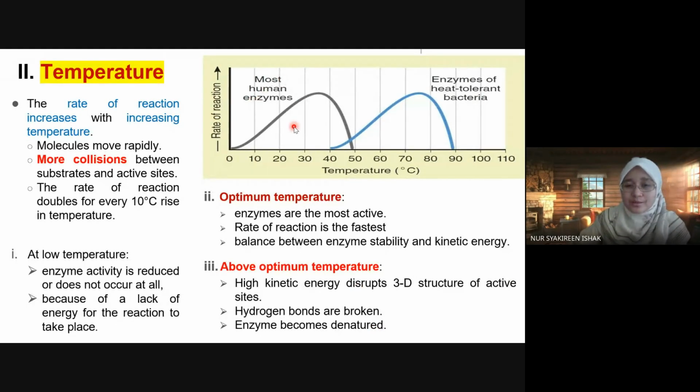Okay, so it depends on the organism. For humans, the optimum temperature is 37, but for other organisms, such as bacteria that live in water that is really hot, like a hot spring, the enzymes in the bacteria will work at high temperature. So maybe around 70 plus, before 80, depending on the type of bacteria. If it lives in a very hot area in the hot spring, this may be the optimum temperature.